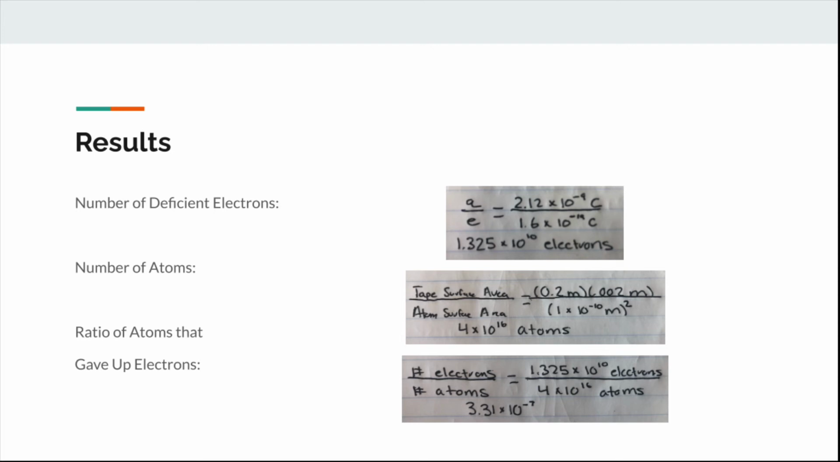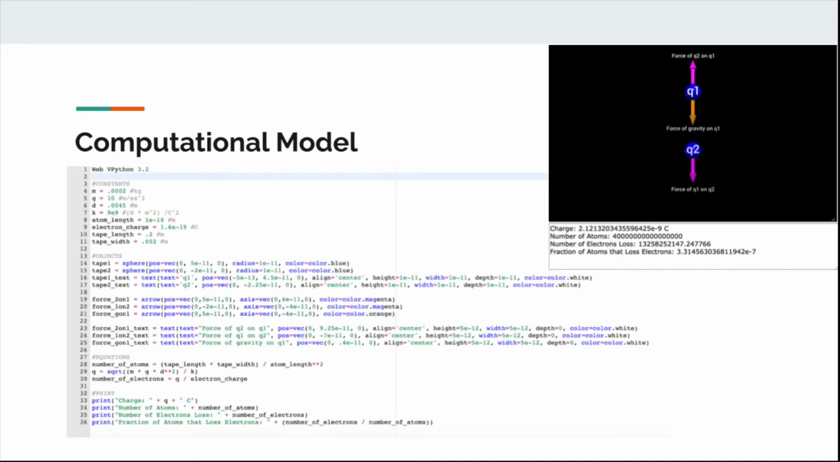But first, we needed to find the number of atoms. By finding the surface area of both the tape and the atom, we found that there were 40 quadrillion atoms in our tape. And after solving, we got a significantly low ratio between the two. This is honestly amazing because it looks like tons and tons of electrons, but in reality it was barely anything at all. So here's my computational model for the experiment.